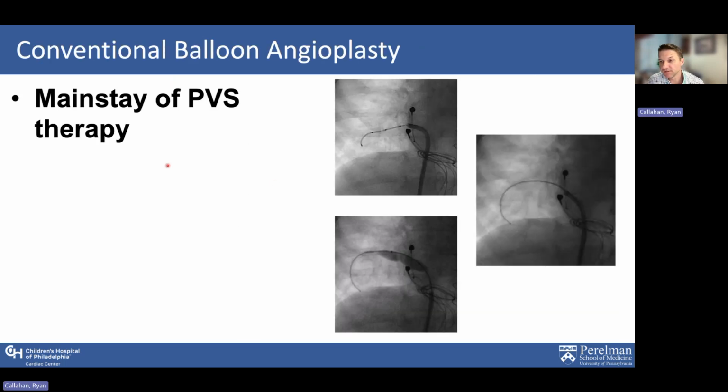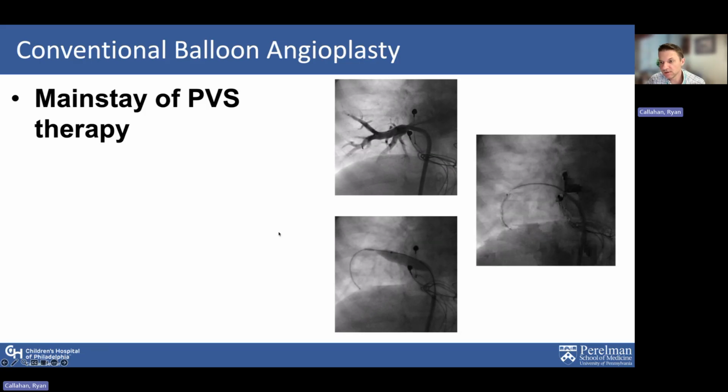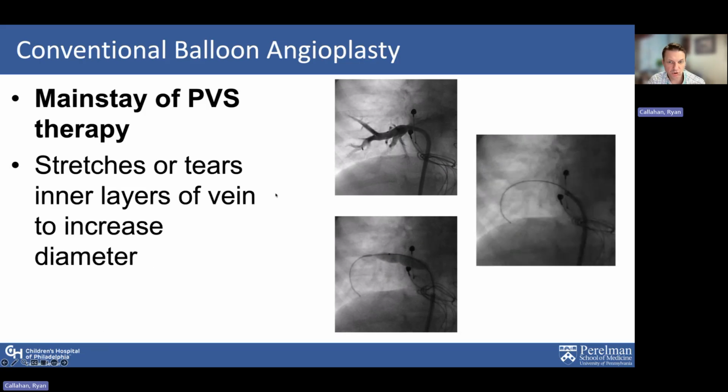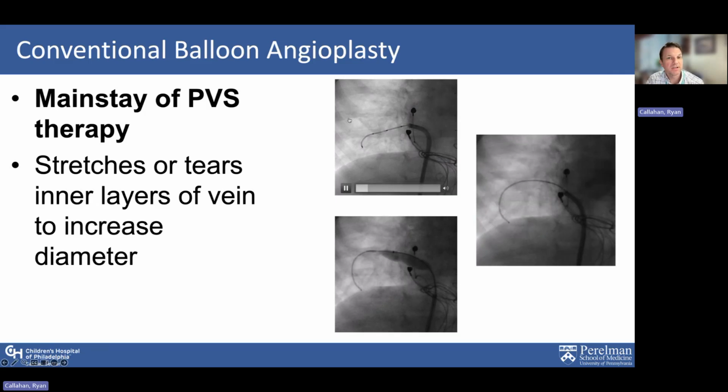All right, so now let's talk about the different interventions. The mainstay of therapy, the most common intervention we do in the cath lab, is conventional balloon angioplasty. That is essentially when we put a balloon inside the blood vessel and we inflate the balloon, and we're essentially just stretching and or tearing the inner layers of the vein in order to increase the diameter. So a wire goes into the vein, the balloon goes in, balloon goes up, balloon comes down, and then it's removed from the body. And then we take a picture.